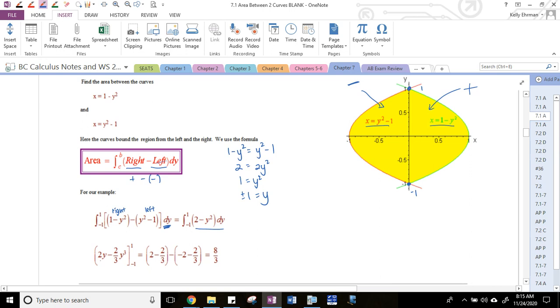So the integral of 2 is 2y. The integral of y squared is 2/3 y cubed. And then plug in 1 and plug in -1 and simplify. That area is 8/3.